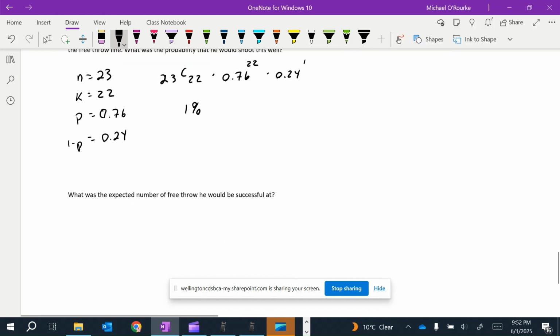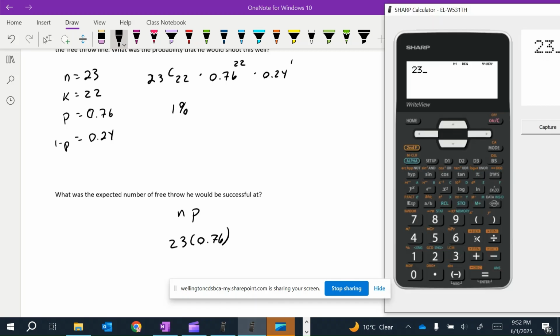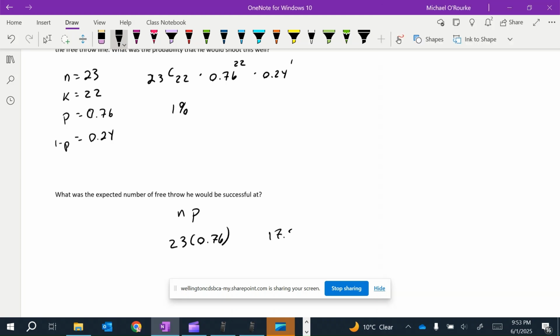What should have been the number I got in? Well, that's n times p. So 23 times 0.76. If I was shooting average, I would have made 17.5. And we would have been on from there.